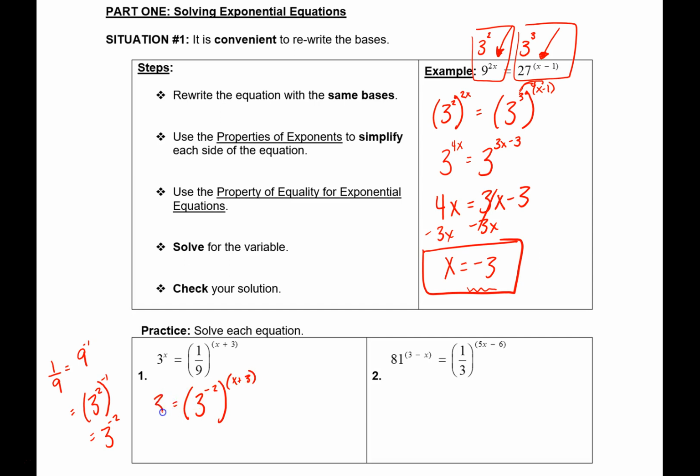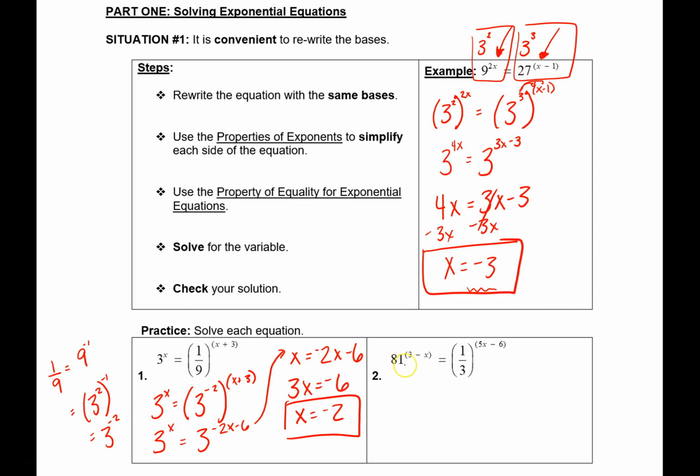And then I can use my exponent rules to do this multiplication. That's distribution that's happening. So I'm going to distribute and get negative 2x minus 6. And then my exponents are going to be set equal. x is equal to negative 2x minus 6. That means then that I need to add 2x to both sides and then divide by 3. And I get negative 2. Again, you should check these for extraneous solutions. I'm going to try to save some time and skip forward.